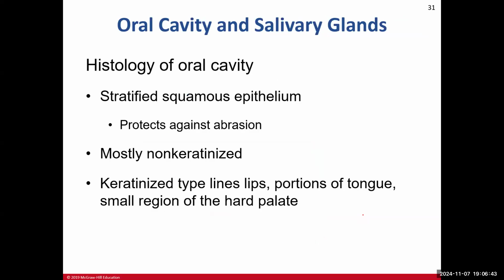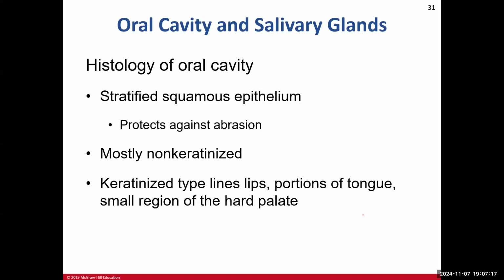Okay, so let's talk about the histology here of the oral cavity. We learned about this quickly before in chapter 5, so I won't really spend too much time on it. Keep in mind, histology mimics function. So think of what occurs in the mouth. This is where a lot of mechanical digestion occurs, so there's going to be a lot of physical abrasion. So the lining of the oral cavity should predominantly be stratified squamous epithelium, but non-keratinized.